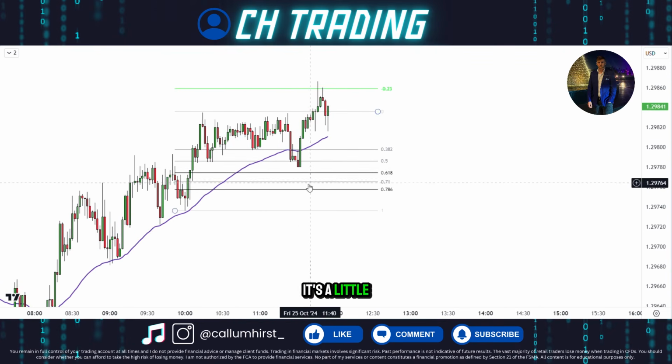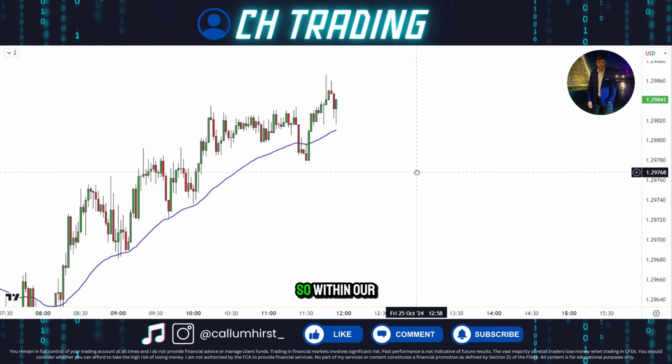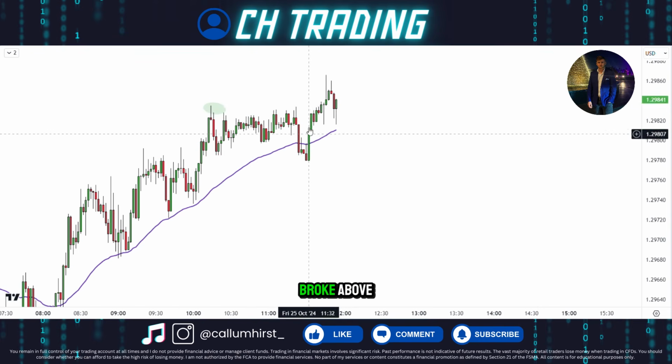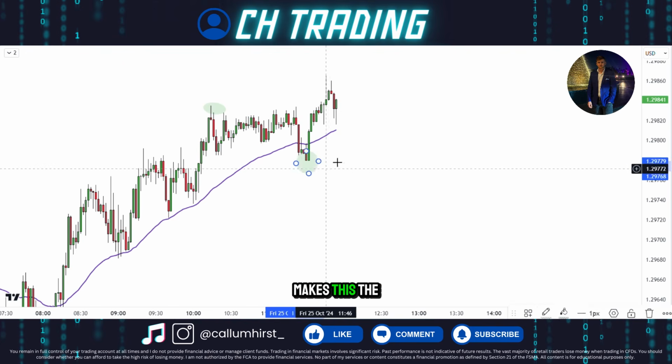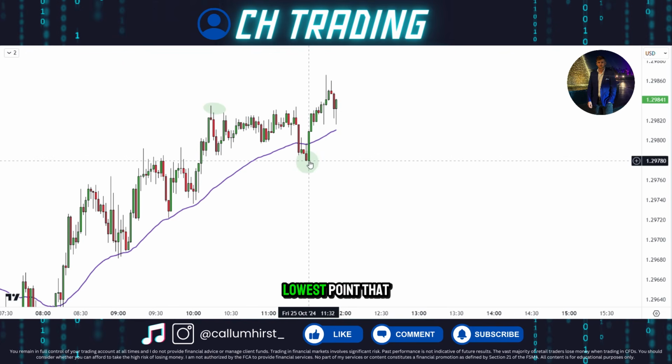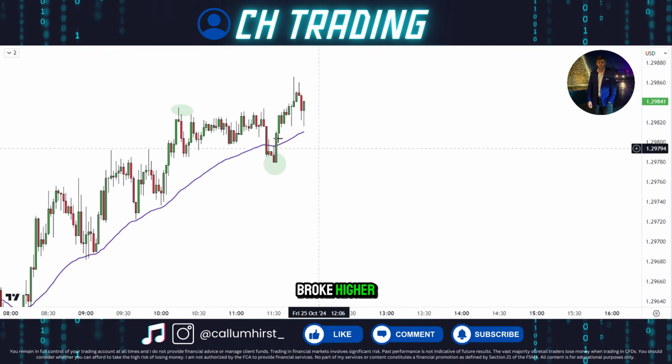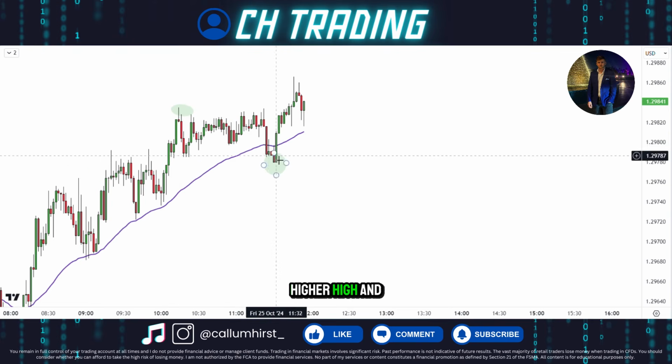Alright, so now it's a little bit different. Price has actually broke above and created a new high. So within our wave structure, this is a higher high because now price has broken above. And then that makes this the lower low, because it's the lowest point that price reached after this high before price then broke higher. So this is where we're looking at higher high and higher low.